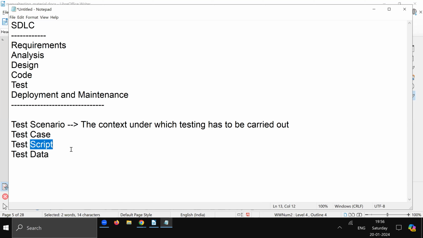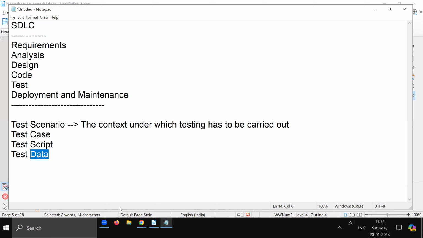And when you follow the test script for executing the test case, you will need some data. You will have to give some data as input, because what you will be testing is software. Every software takes some data as input, processes the data and produces information as output. So data becomes important. The data which you feed into the system while executing a test case by following the test script is called test data.